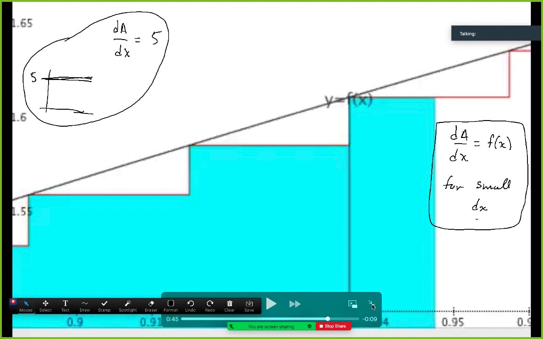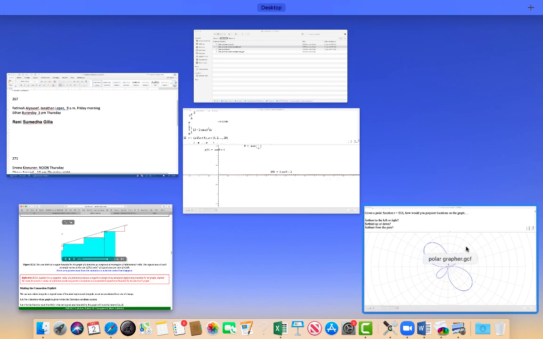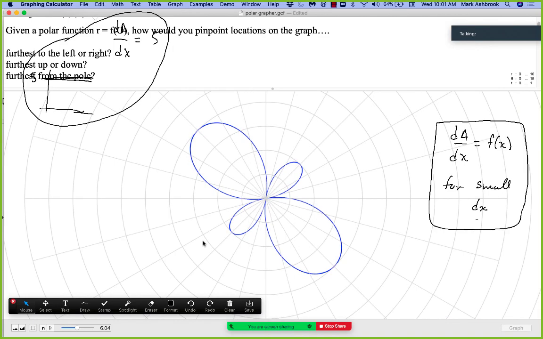A circle, right? Naven wants a circle. What about the rest of you? Agree with that? Yes, good, exactly. So it's going to be a circle centered at the pole. That's going to be our constant function. And so we want to figure out what the rate of change is for that.